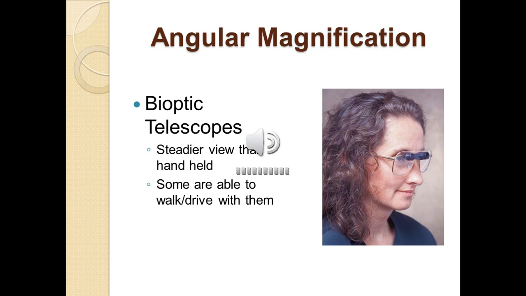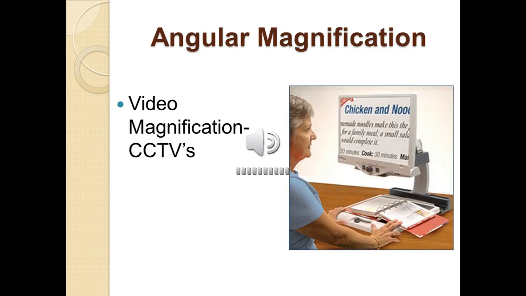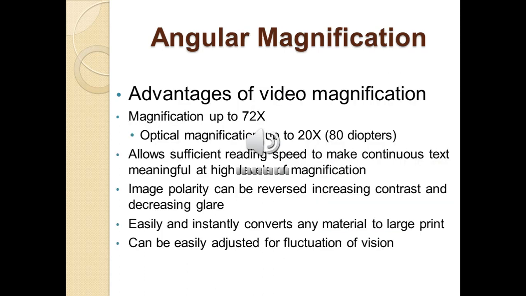Now, the last type of angular magnification I want to get into is what we call video magnification, or CCTVs. And this is really where my industry, as a doctor who practices low vision and does evaluations of people who are visually impaired all day long, really, the electronics is where we're going, and that's mostly because there are some major inherent advantages to electronic magnification. One of those is obviously we can get a lot of magnification. Some of our desktop magnifiers, we can get up to 72 times magnification. Now, that's not usually functional, except for if you're doing something very detailed like coin collecting or that kind of thing. But we're able to get as much magnification as we would possibly need.